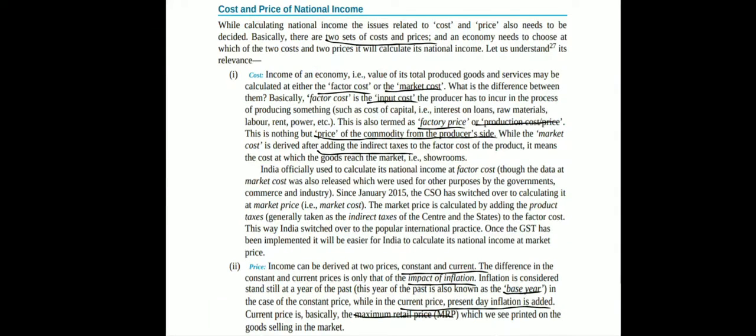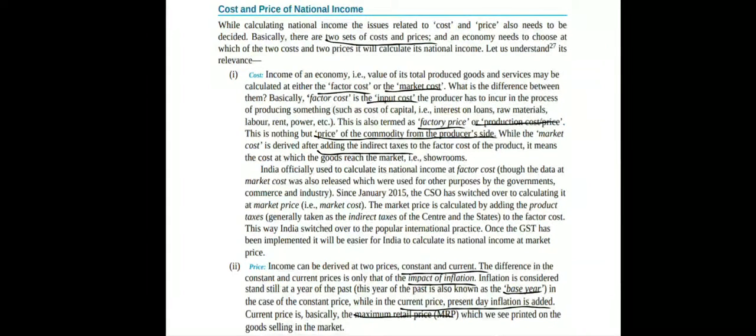Next, we look into the cost and price of national income. How do we determine the cost of the national income and the price of the country, and how is it calculated regarding the demand, supply, the production, the products, the goods, and the services? Let's quickly go through them. It's a very easy concept. See, the issues related to the cost and price always come when it's time to calculate the national income. So there are two sets of costs and prices that an economy needs to choose, at which it will calculate its national income. So what is its relevance?